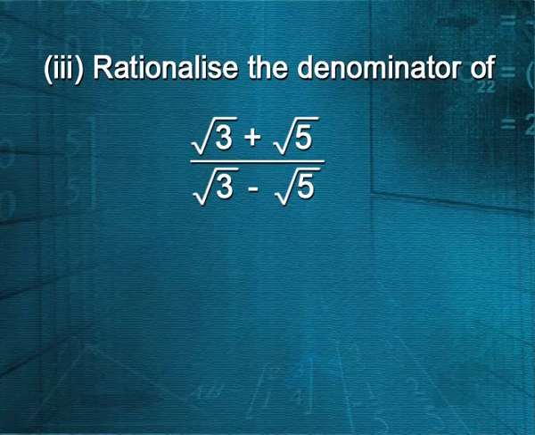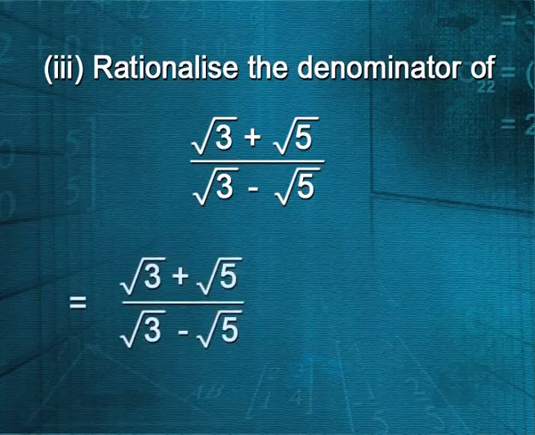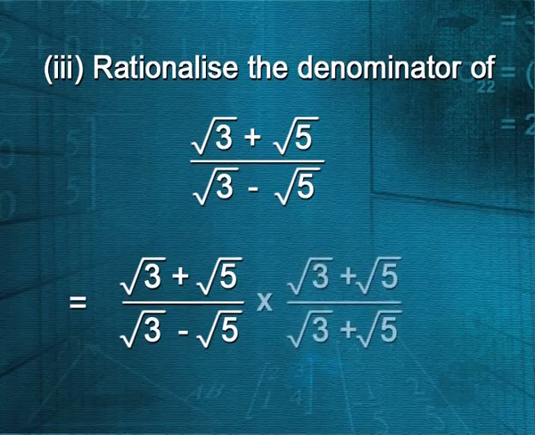So, in the given expression, I will multiply the numerator and denominator by root 3 plus root 5. Let us multiply it. Root 3 plus root 5 divided by root 3 minus root 5 multiplied by root 3 plus root 5 divided by root 3 plus root 5.